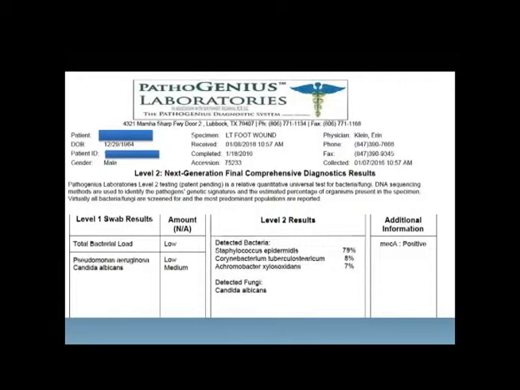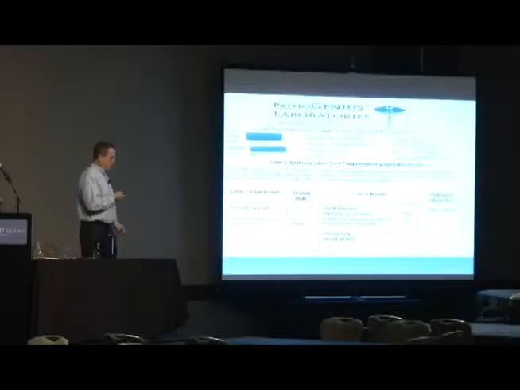But in level 2, we'll find a lot more. So in this case, she has mecA positive, she has dominant Staph epi, but then she has this Corynebacterium tuberculostearicum, which is a nasty one. And this does not grow in traditional culture.